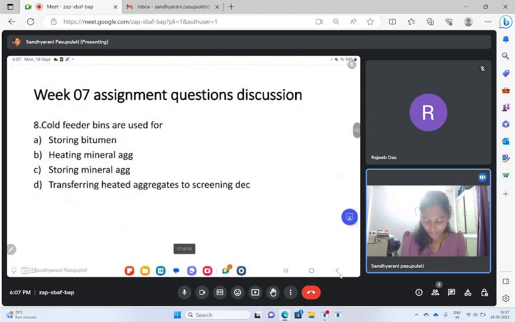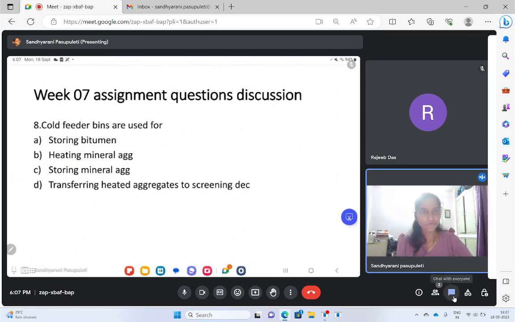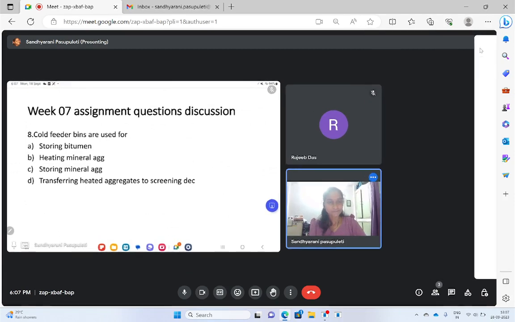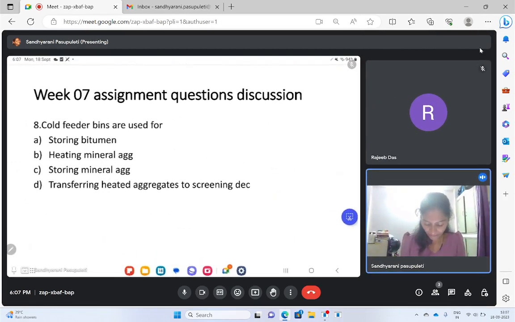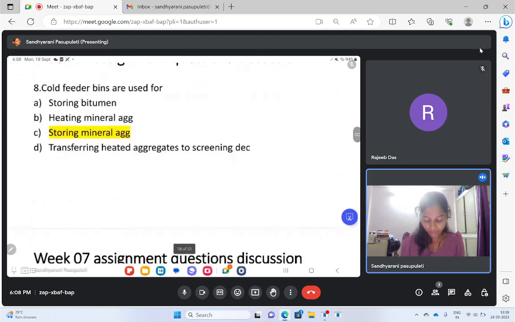If we come to the 8th question: cold feeder bins are used for. So cold feeder bins, if you remember, in the batching plant, in the initial stages, we usually store the aggregates in these cold feeder bins. Once stored, then using the conveyor belt, we proceed for the mixing in the plant. So these cold feeder bins are used for storing the mineral aggregates.